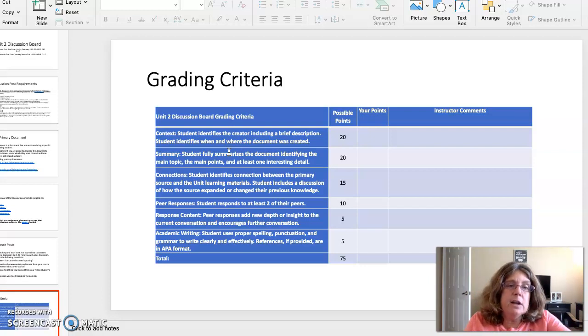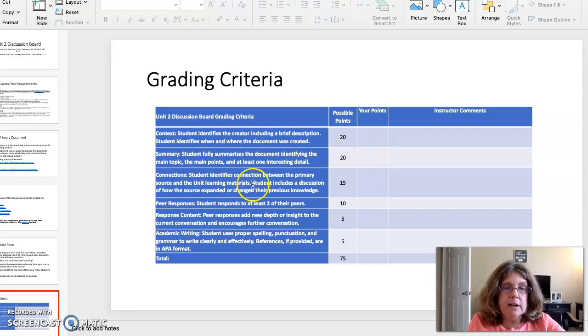So firstly, context. Student identifies the creator, including a brief description. Student identifies when and where the document was created. My comments, how many points out of 20? Secondly, the summary. Student fully summarizes the document, identifying the main topic, the main points, and at least one interesting detail. My comments, how many points out of 20?